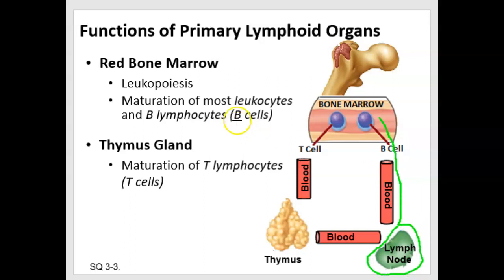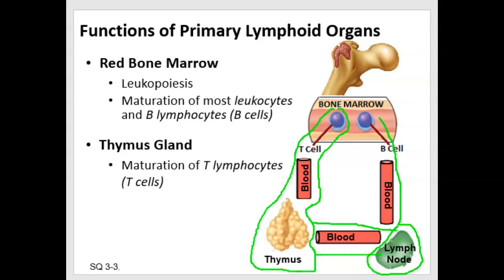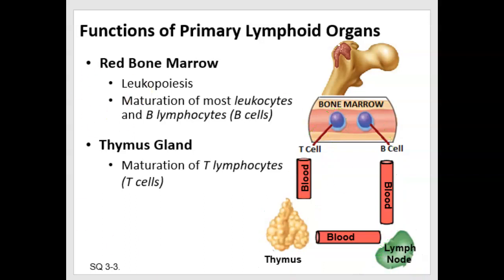Now there are some types of lymphocytes called T lymphocytes, and for them to become mature and able to function, they leave the bone marrow, travel in the blood, but they need to go to the thymus first, where they learn how to recognize foreign antigens, and I'll talk about that in a second. This is where they become mature. From the thymus, once they've passed their test and they're mature, they can go populate a lymph node. So those are functions of the primary lymphoid organs.